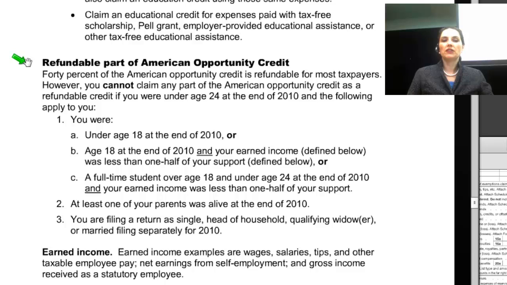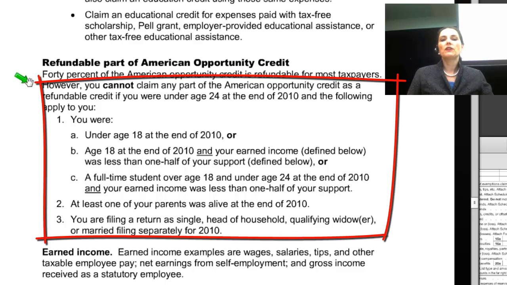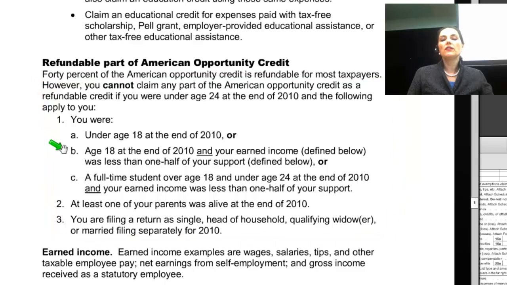Refundable part of the American Opportunity Credit. 40% of the American Opportunity Credit is refundable for most taxpayers. However, you cannot claim any part of the American Opportunity Credit as a refundable credit if you were under age 24 at the end of 2010 and the following apply to you. Number one, you were age 18 at the end of 2010, or you were age 18 at the end of 2010 and your earned income, which we will define in a minute, was less than 1/2 of your support.